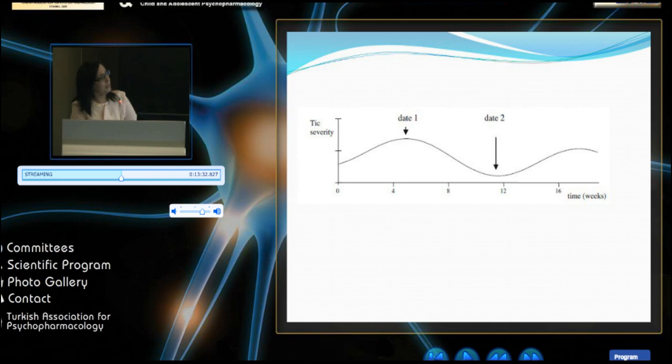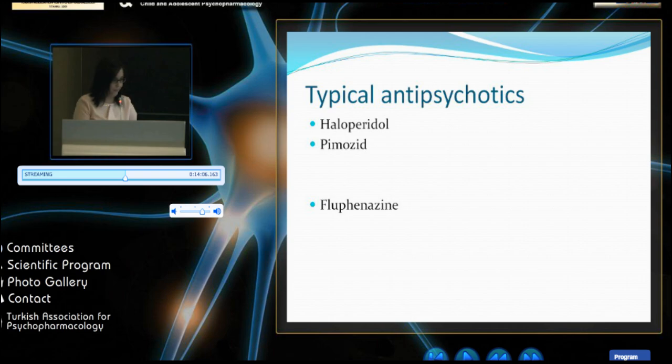So in this period, if any medication is given, even though there is no effect, because of the natural course of the tics, it may be seen as effective. However, if a medication is given during this period, and because of the natural course of the tic it is going to increase after a while, even if the medication is effective, it is going to seem ineffective. Therefore, establishing algorithms and establishing guidelines are very challenging.